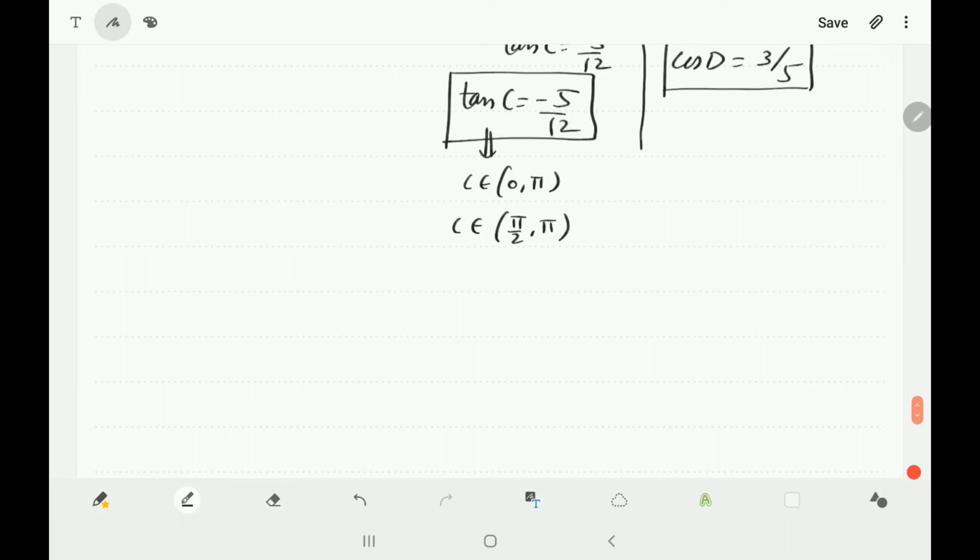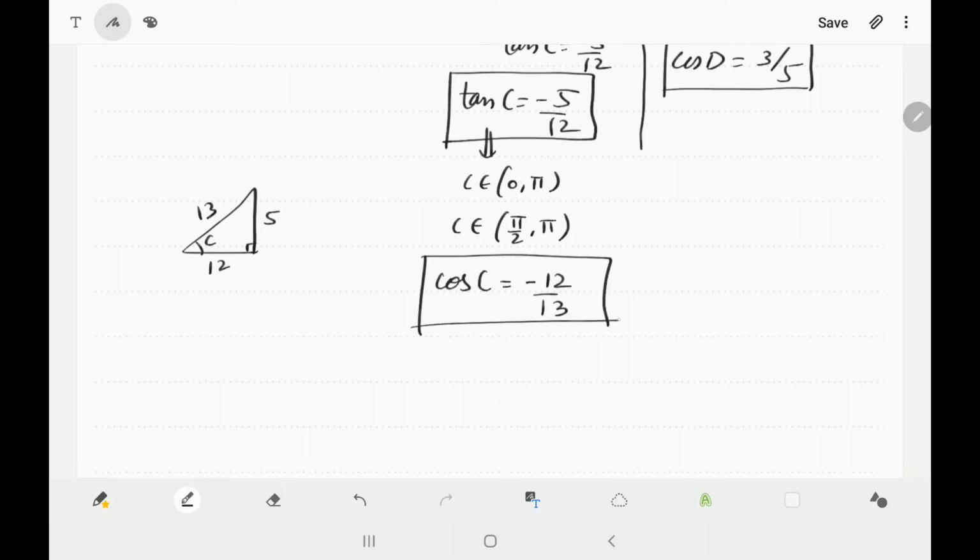If tan is negative in the second quadrant, cos C will also be negative, and we can find this using angle C only. This is 5 and this is 12. So by Pythagoras, the hypotenuse will be 13. So the value of cos C will be minus 12 by 13. Are you clear on this thing?